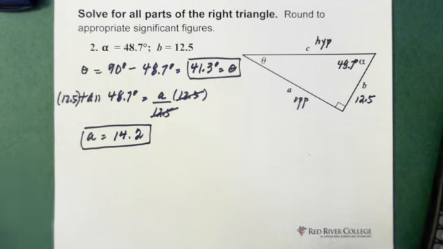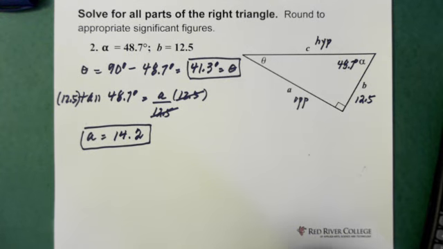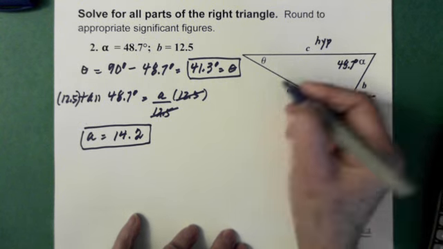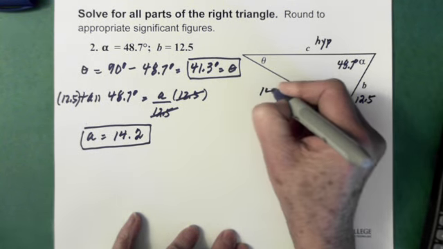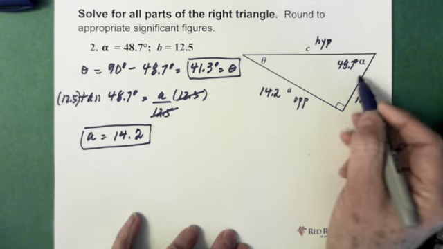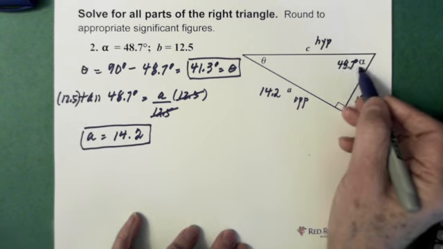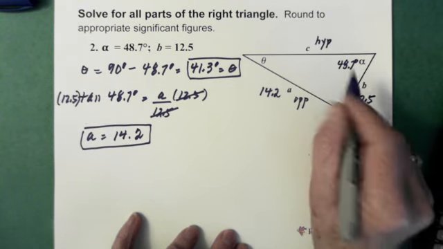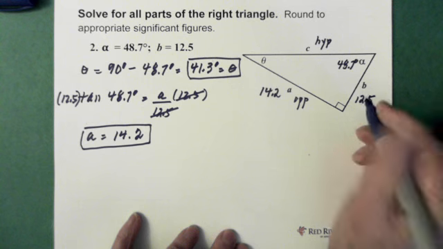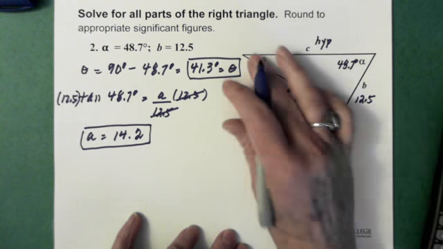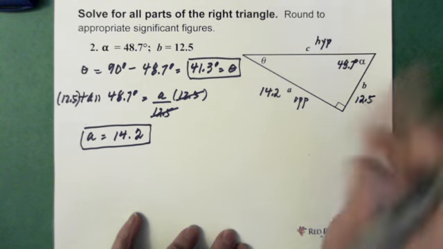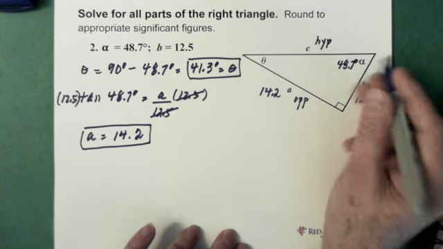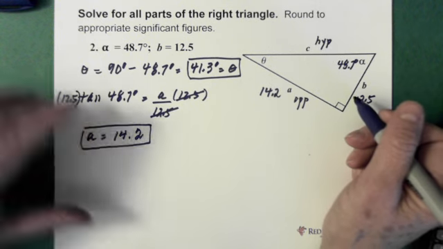Now, when I'm looking at my triangle, my first reaction to that is, wow, that seems kind of small. However, notice that we have an angle here of 48.7, which is pretty close to 45 degrees. When we're dealing with 45 degrees, the two sides are always equal. With the way the triangle is drawn, it doesn't really look like that, but the truth is, it is close to 45, so they should be close together.